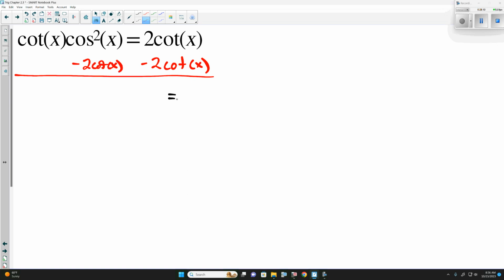Now on the right-hand side, we will have 0 because these will cancel out. On the left-hand side, cotangent times cosine squared of x and negative 2 cotangent of x are not like terms. So that just means we're going to have cotangent of x cosine squared of x minus 2 cotangent of x. We're going to get everything on the same side equals 0. Now, according to the zero product property, whenever we have two or more things multiplied together to equal 0, one of them must be 0. So we'll have to do some factoring.